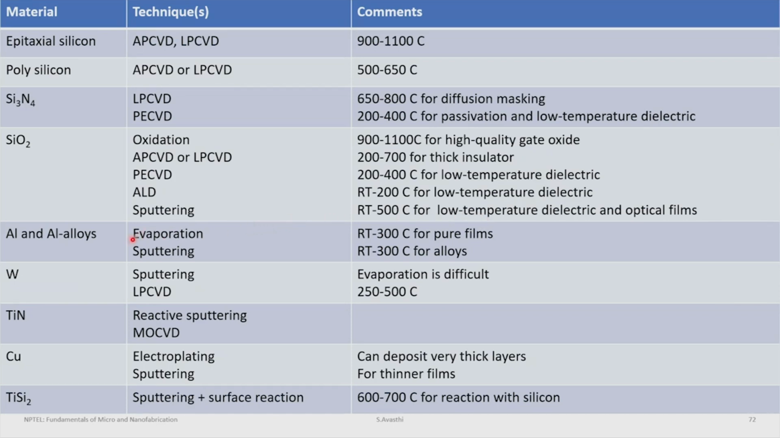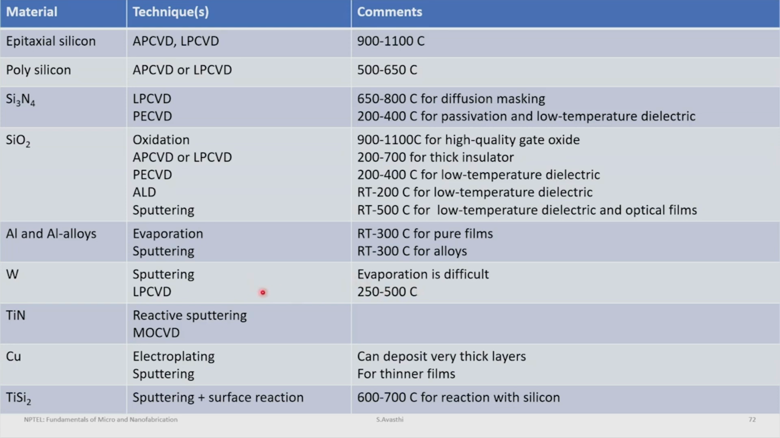If you want to deposit metals such as aluminum and aluminum alloys, you may want to use evaporation. However, for aluminum alloys, evaporation is not good because alloys in general cannot be evaporated, so you may want to use sputtering. These can often be deposited at much lower temperatures because high temperatures are not good for metals, they tend to diffuse. If you want to deposit tungsten for your VIAs, you might want to do sputtering, though you can also do LPCVD if conformality is proving to be a challenge.